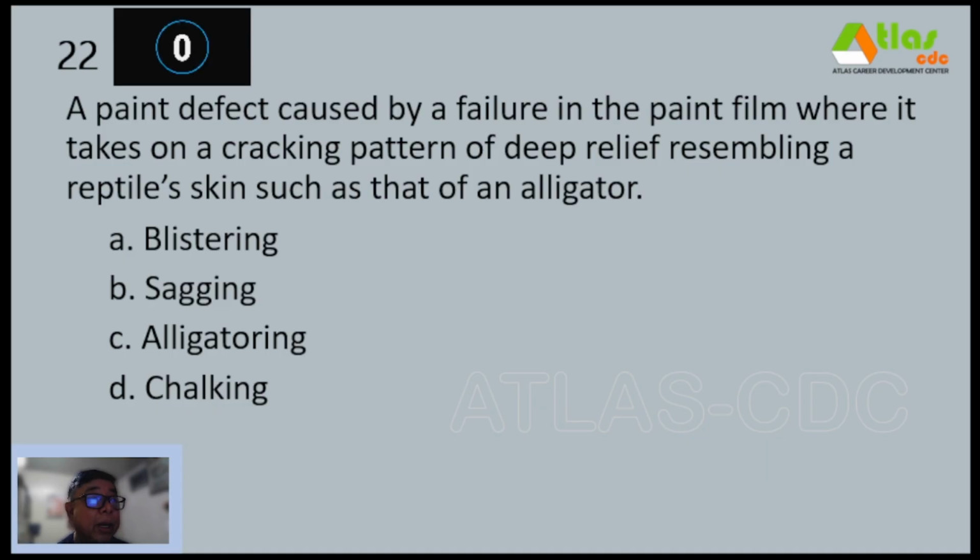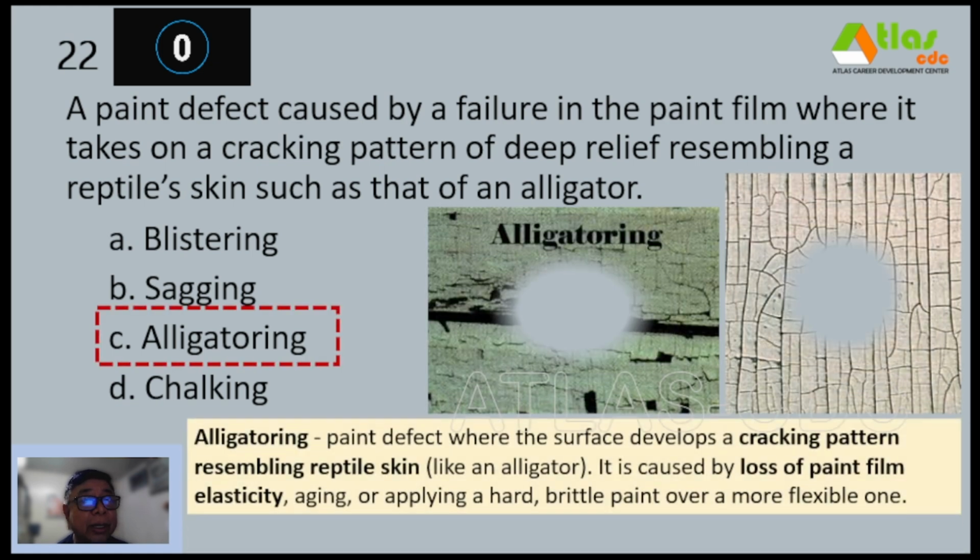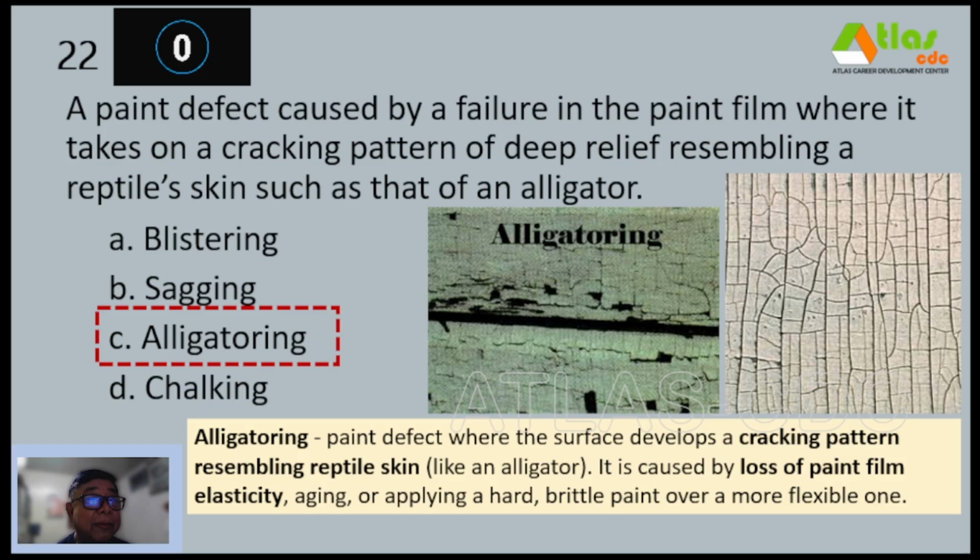And our correct answer is letter C, alligatoring. So alligatoring is a paint defect where the surface develops a cracking pattern that resembles a reptile skin like an alligator. It is caused by loss of paint film elasticity, aging, or applying a hard, brittle paint over a more flexible one.